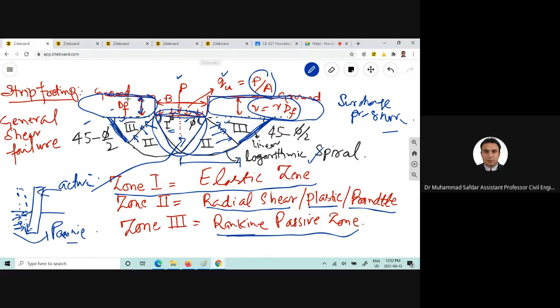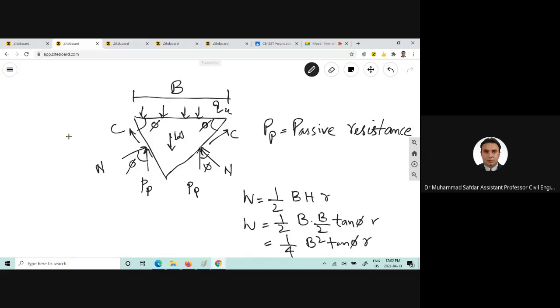Now, if we take this wedge and bring it to the next slide, we can say that is A, B, or C somewhere. Okay, so if the pressure is applied from the foundation onto the soil, that can be known as the ultimate pressure, which is Q ultimate. The weight of the soil wedge will be acting downward here. There will be a normal force acting onto the side wall of the failure wedge.